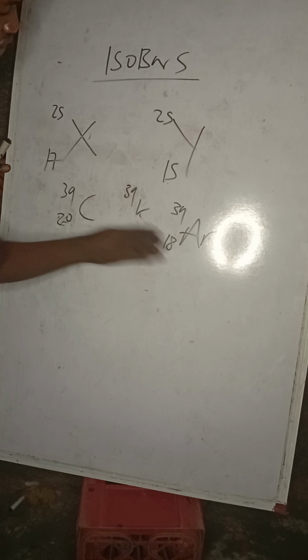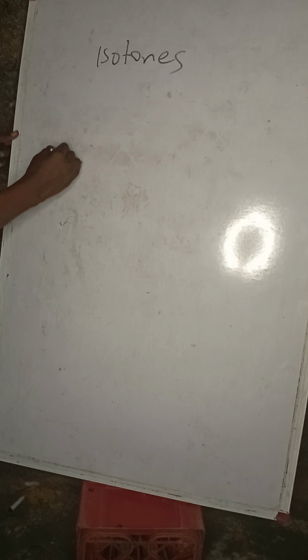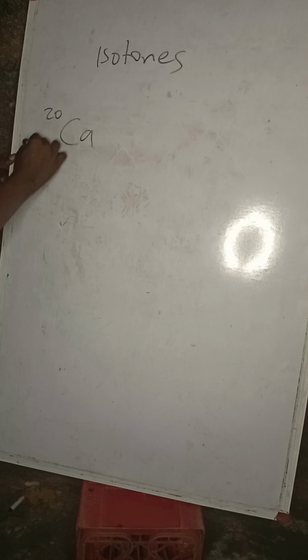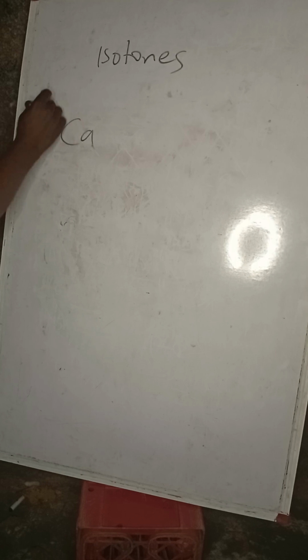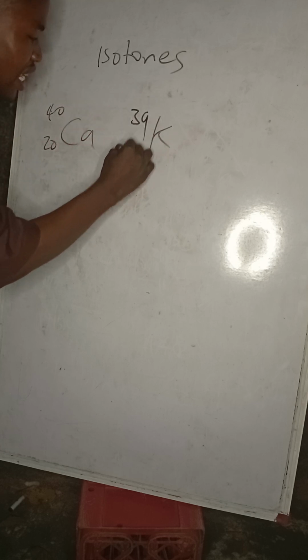What are isotones? Isotones are atoms with the same neutron number. So when two atoms have the same neutron number, they are said to be isotones. Now see an example of isotones, the same neutron number. Let's use calcium, for instance: calcium 40, 20, and potassium 39, 19, which we used earlier.